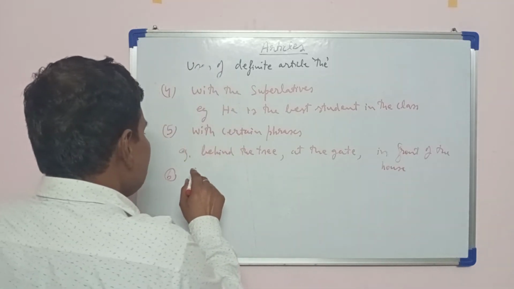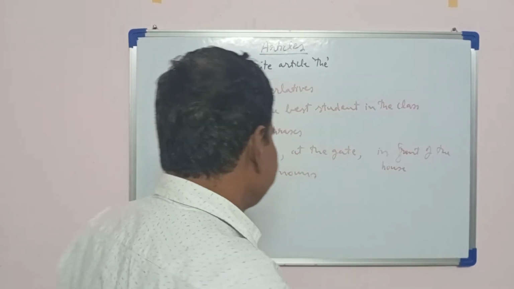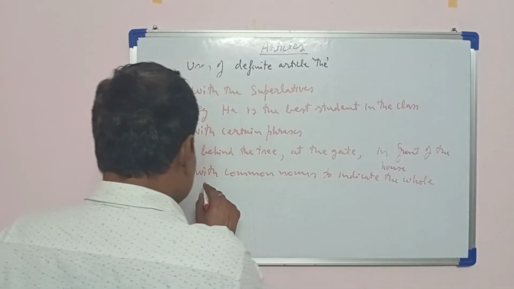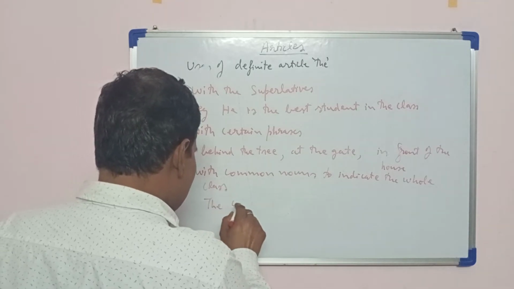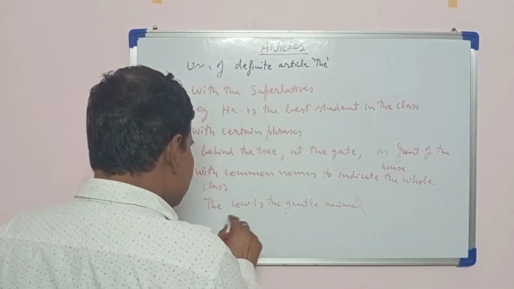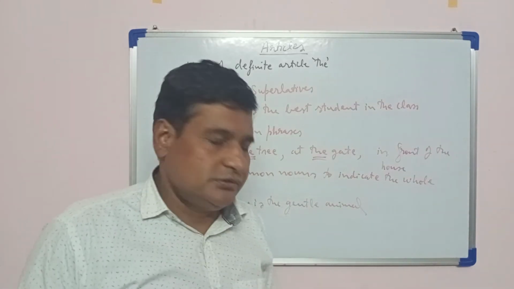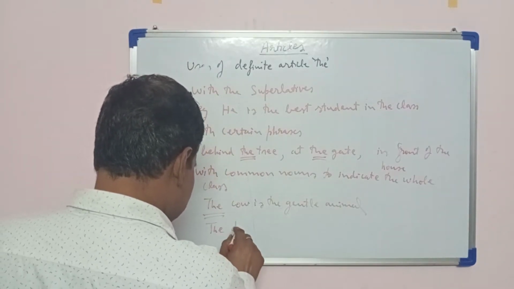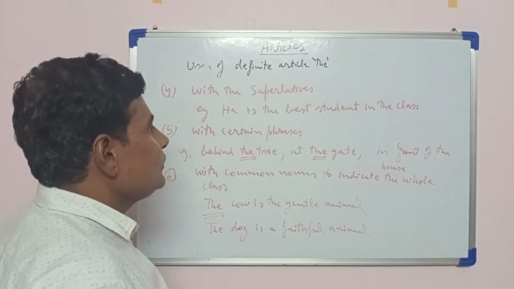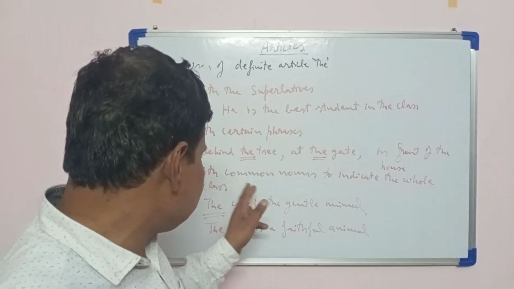Now the next one, with common nouns also. With common nouns to indicate the whole class. Example, the cow is a gentle animal. So here, cow is representing the whole class of cows. The dog is a faithful animal. So I hope you have understood these uses. We use with the superlatives, with the certain phrases, with the common nouns.